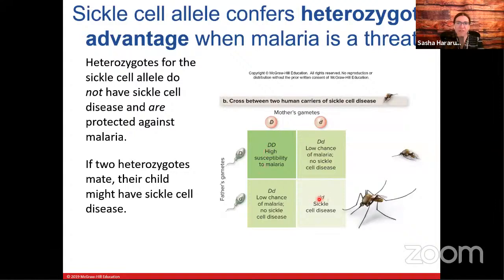Now, sickle cell disease is caused by a recessive allele, and homozygous recessive individuals develop sickle cell disease. Their blood cells are not as plump and full of oxygen as Plasmodium prefers. So Plasmodium does not survive in these sickle cells. Does that make sense, Lauren?